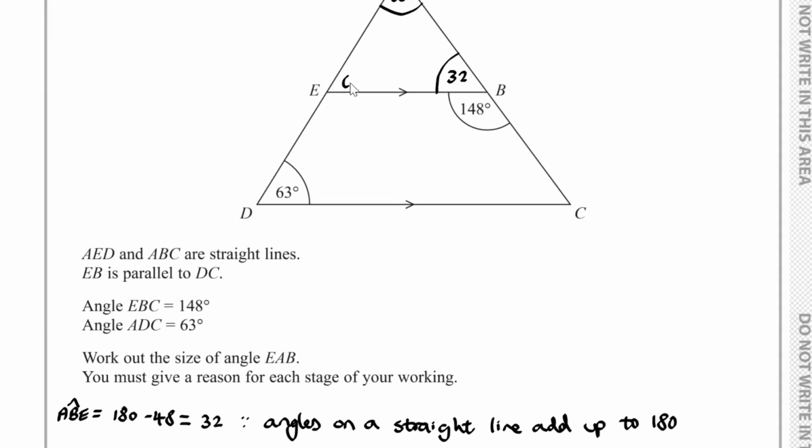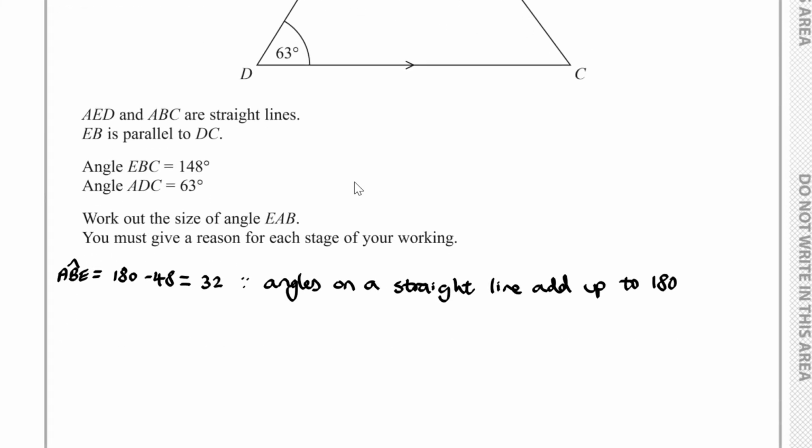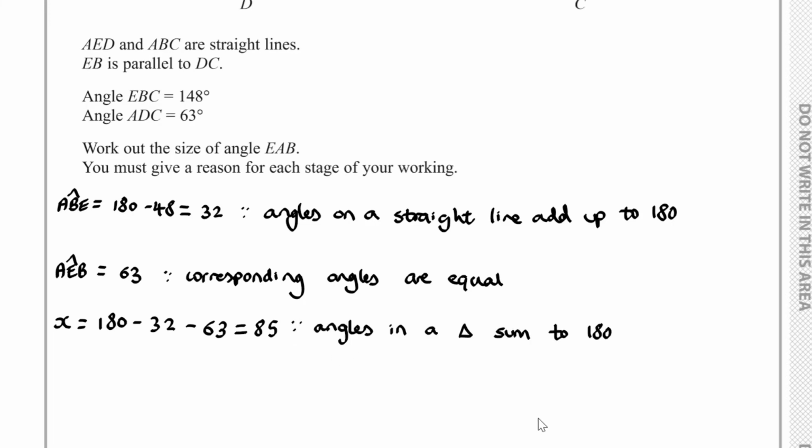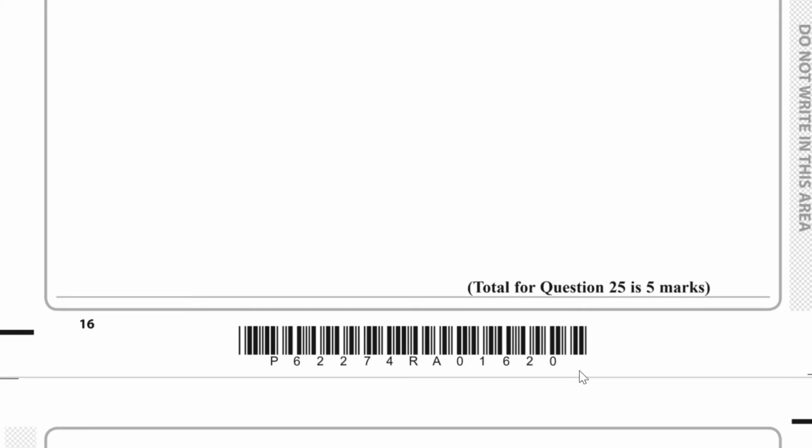And this angle over here is going to be 63 because we've got corresponding angles. So the angle AEB, that's going to equal 63. The reason for that: corresponding angles are equal. And therefore the missing angle X over here, which is what we want to find, that's equal to 180 take away the 32 take away the 63, which is equal to 85. And the reason for this: angles in a triangle sum to 180. Okay, so that's our answer for that.